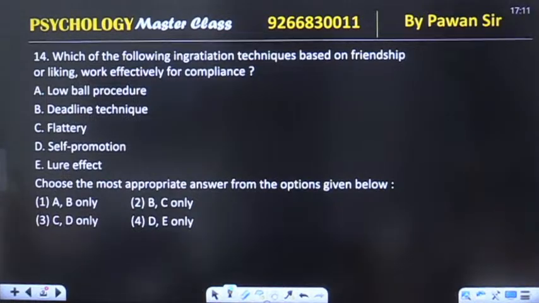Which of the following ingratiation techniques based on friendship or liking work effectively for compliance? Choose the most appropriate answer from the options given below: low ball procedure, deadline technique, flattery, self-promotion, and lure effect.